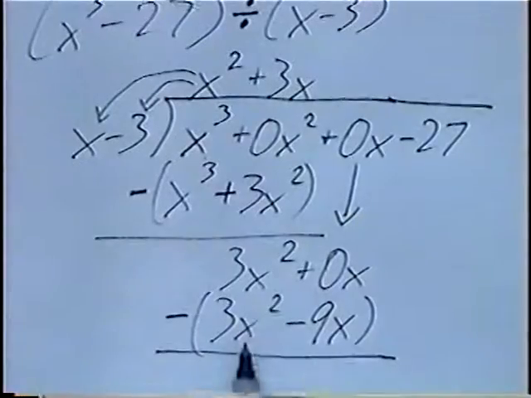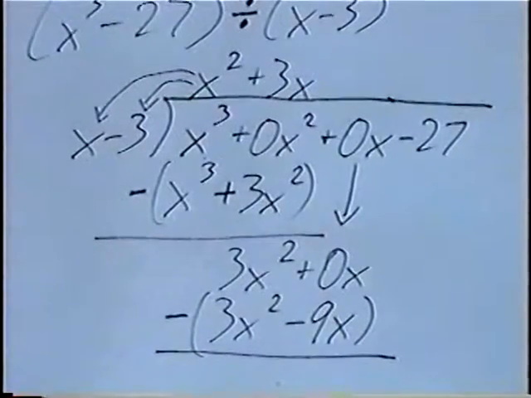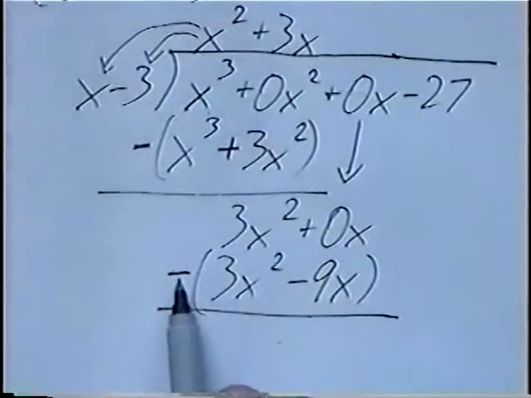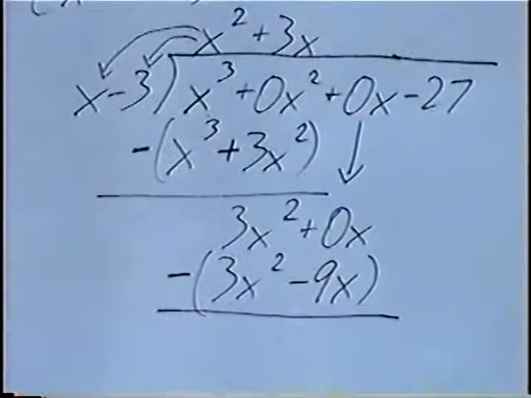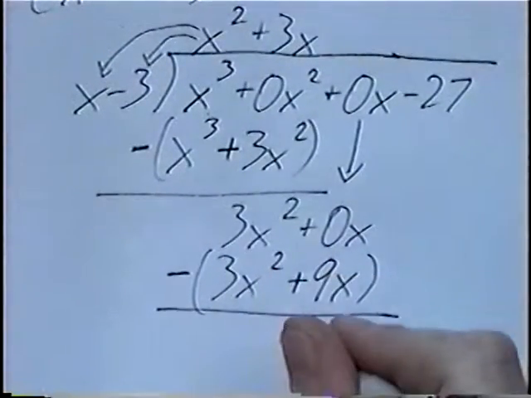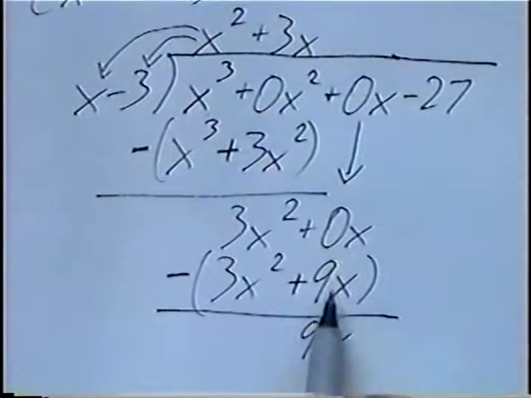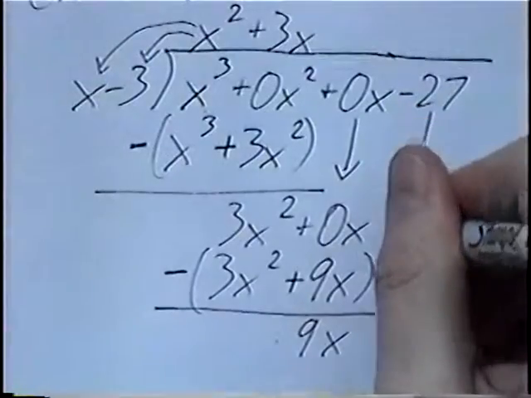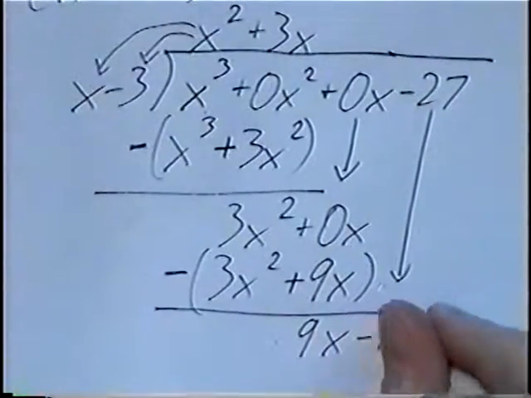Again, the first term should always cancel. 3x squared minus 3x squared. And 0x minus a minus 9x will be adding 9x. So 0 plus 9x will be 9x. Bringing the last term down, minus 27.